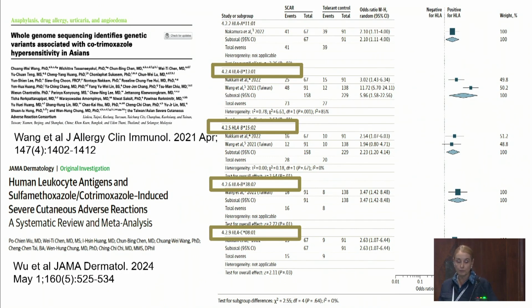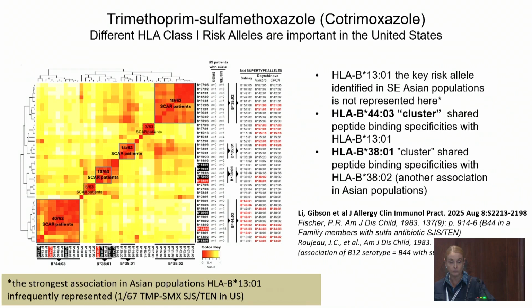And we studied this in the HLA basis for trimethoprim sulfamethoxazole, but I wanted to give you the background that the studies that had come out of Southeast Asia had shown it to be associated with specific HLA class 1 alleles, namely B1301, which is the strongest one, and then several others on systematic review. And when we looked at this in the US population, we found that we did not find B1301, but we found B5403, which shares peptide binding specificities with B1301.